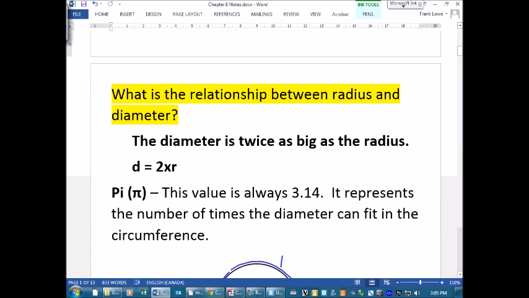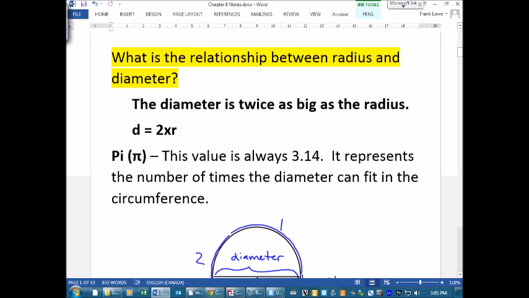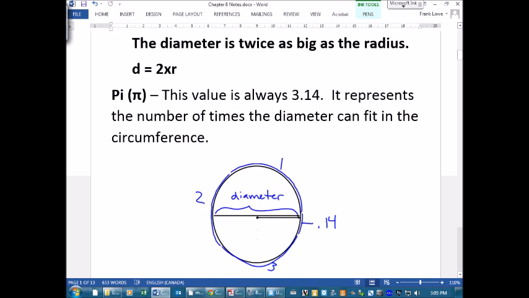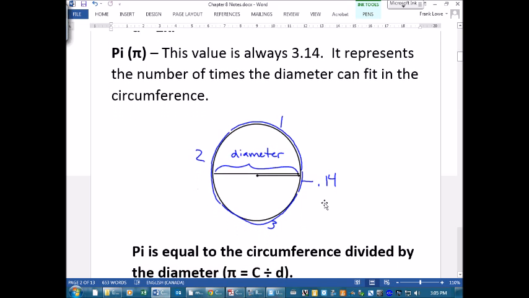Now, we also have to introduce another idea, and that is pi. I'm actually going to erase this first, though. Oh, no, it's not erasing. Okay, that's okay. Why isn't it?